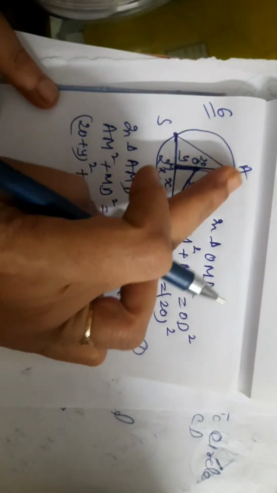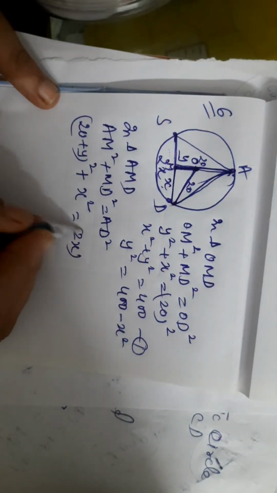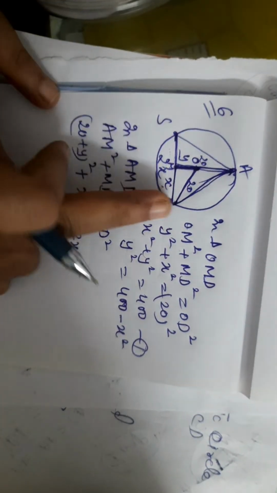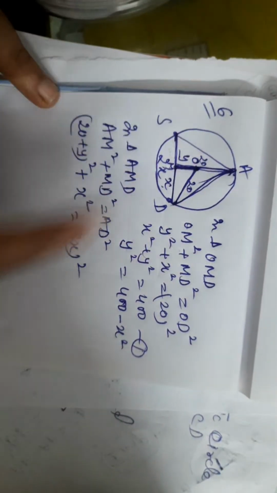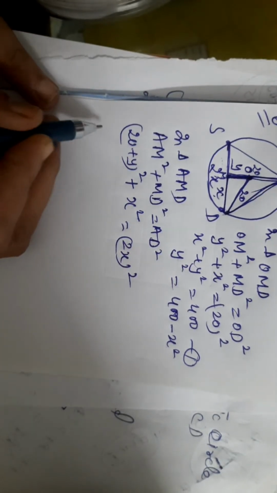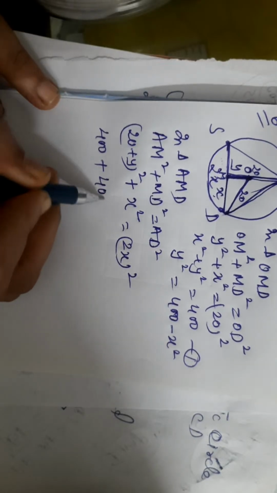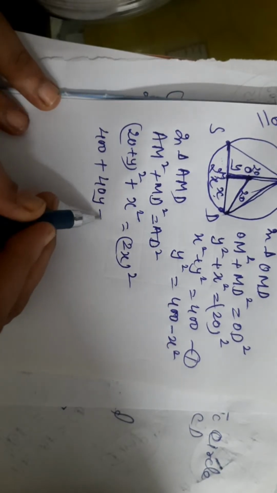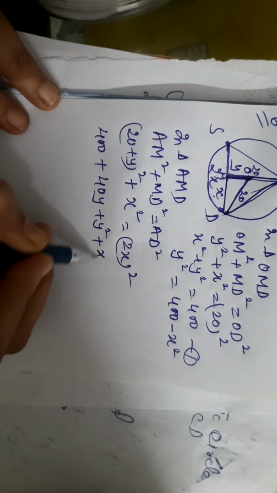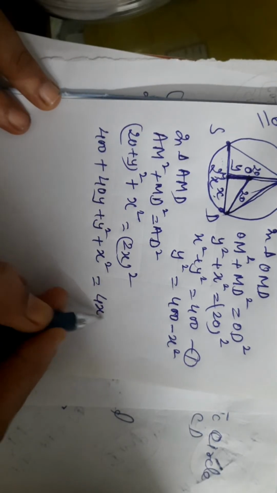And this complete AD is 2x. If you recall, I consider the side to be 2x and all the three sides are equal. So we'll take it to be 2x. Now again the whole square identity is there. Apply it. 20 square is 400. 2 20s are 40, 2ab plus b square. And this x square as it is. 2x square will be 4x square.